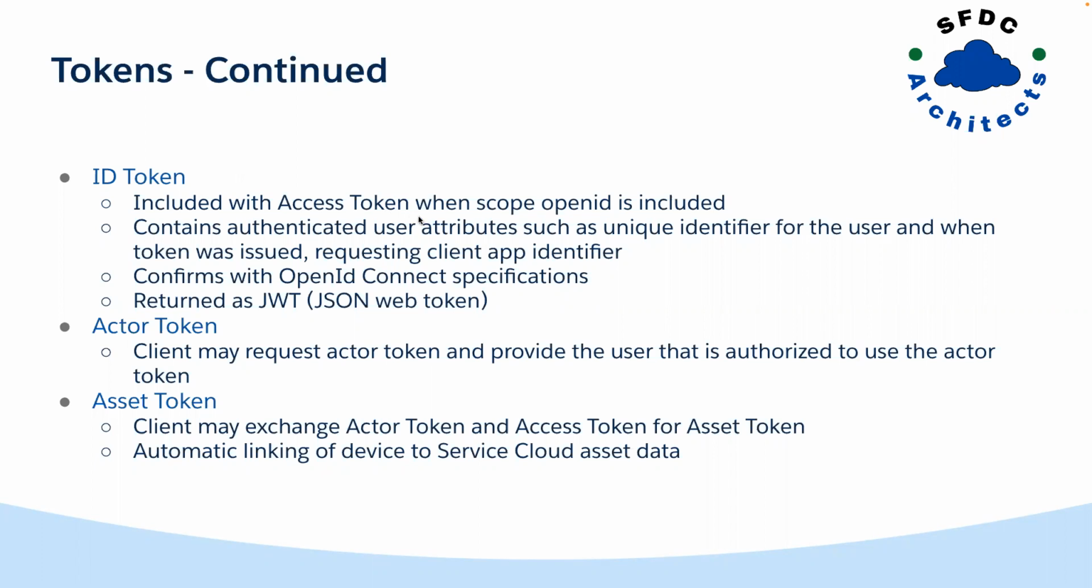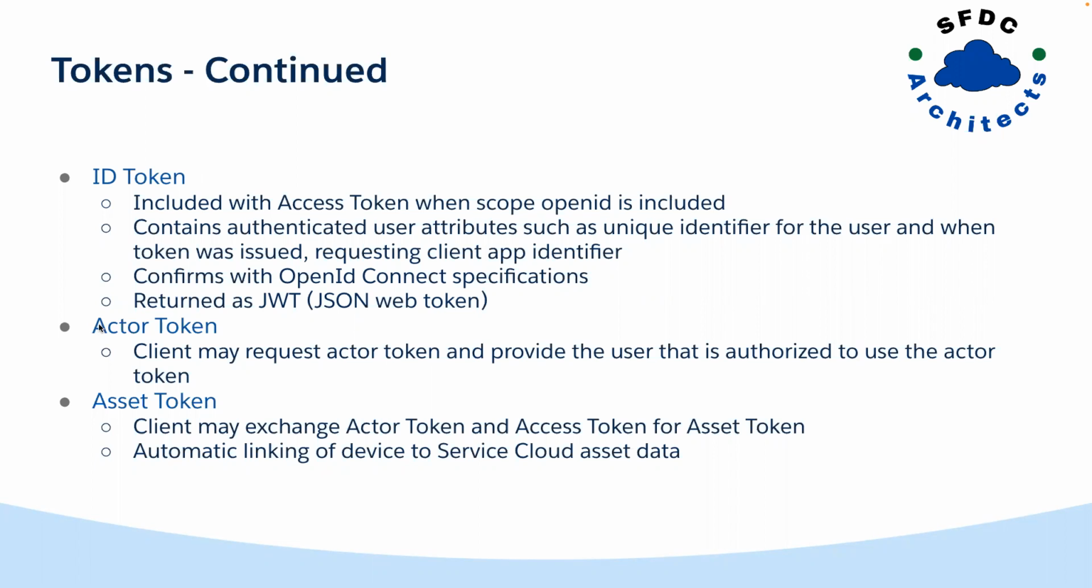That ID token also contains information about the application that's being connected. And this is going to be provided if we have what's called the OpenID Connect scope. All of this is returned in a JSON web token, JWT. So the ID token is basically, do you want your client to get that person's name, email, and other information? You would request the ID token.